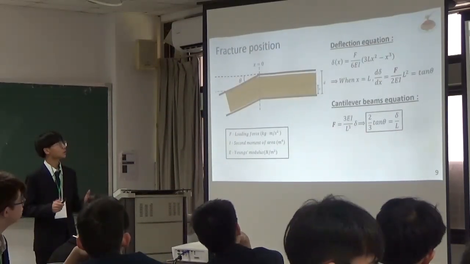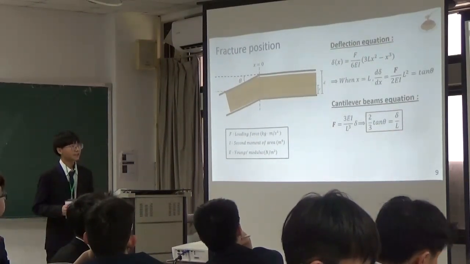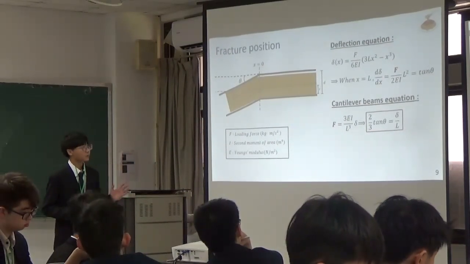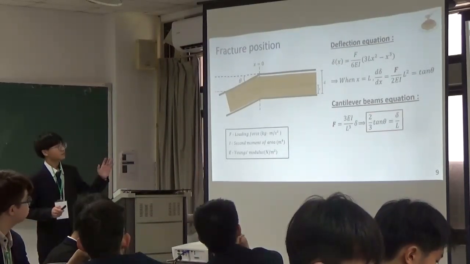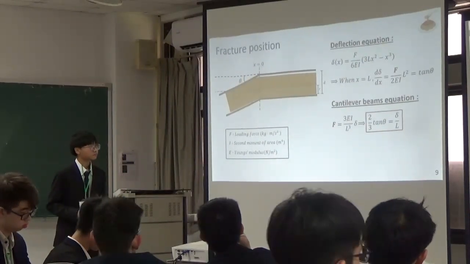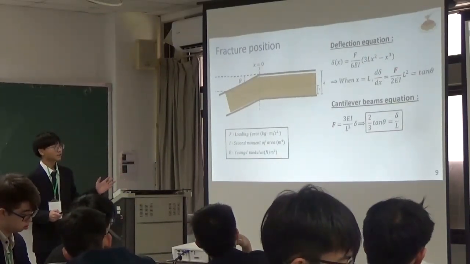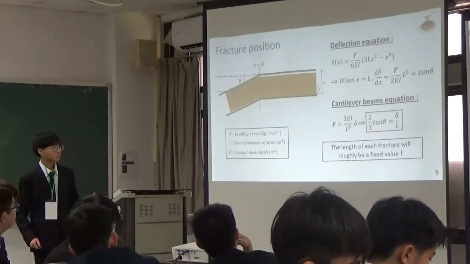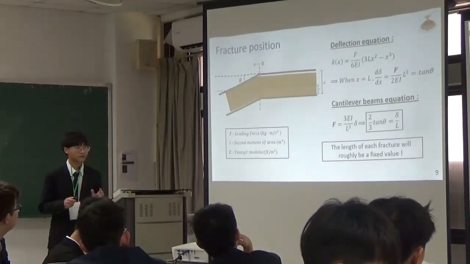And next, we are going to talk about the fracture position. Due to the deflection equation, we can see that the fracture position will only relate to beta, which is the bending angle. And if we bring the analysis into the Euler-Bernoulli equation, we can see that the length of each fragment will roughly be a fixed value.